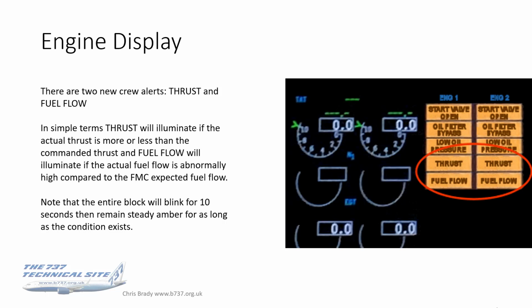In the flight deck, the engine instruments look very similar to the Max, but you'll see that we've got two new crew alerts: thrust and fuel flow. In simple terms, thrust will illuminate if the actual thrust is more or less than the commanded thrust. Fuel flow will illuminate if the actual fuel flow is abnormally high compared to the FMC expected fuel flow. That could be, say, if you've got the gear down or what have you. And note that the entire block will blink for 10 seconds, then remain steady amber for as long as the condition exists.